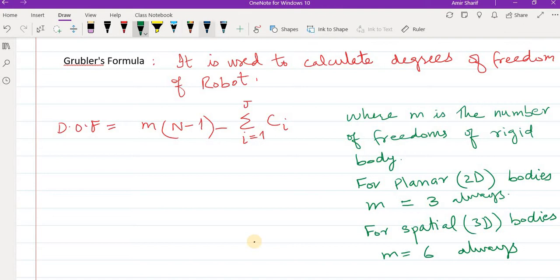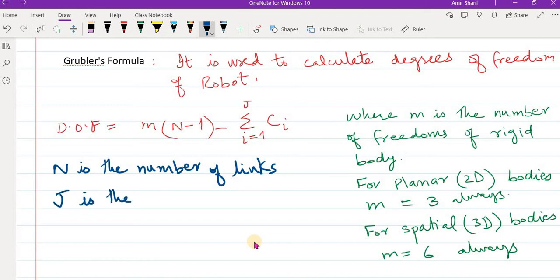Okay, now we have one more parameter, called n. So what is n? n is the number of links. And j is the number of joints, and c is the number of constraints.